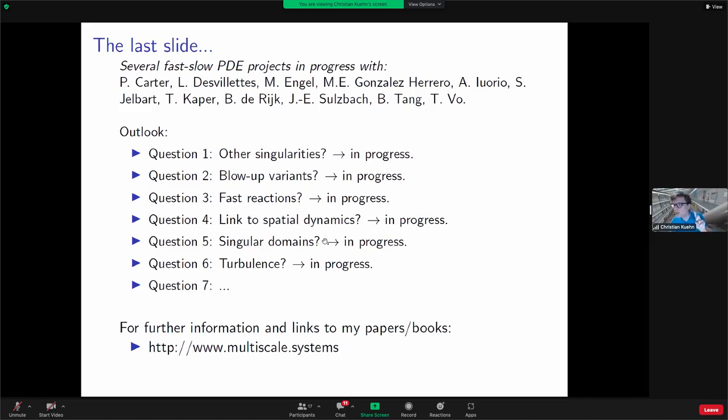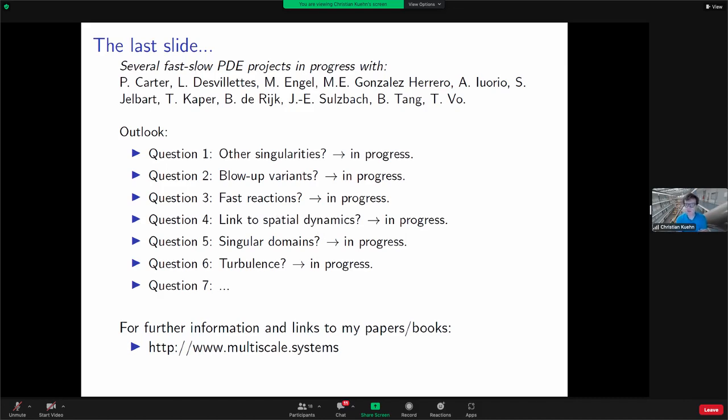I will spend one minute maybe on an outlook. There are several PDE projects in progress with all the people that are listed up there. For example, the fast reaction case, when you have a different structure of your fast flow system and only the reaction terms in the first component are fast. We are currently writing the paper, which is almost ready, with Jan-Erik. There are new blow-up variants. Sam will present one. We are looking at other singularities. We are looking at links to spatial dynamics.